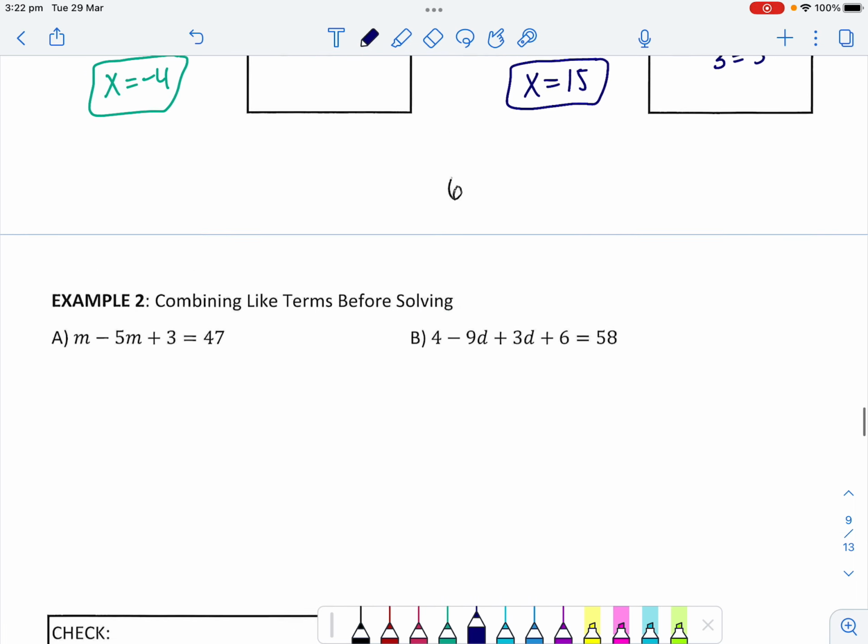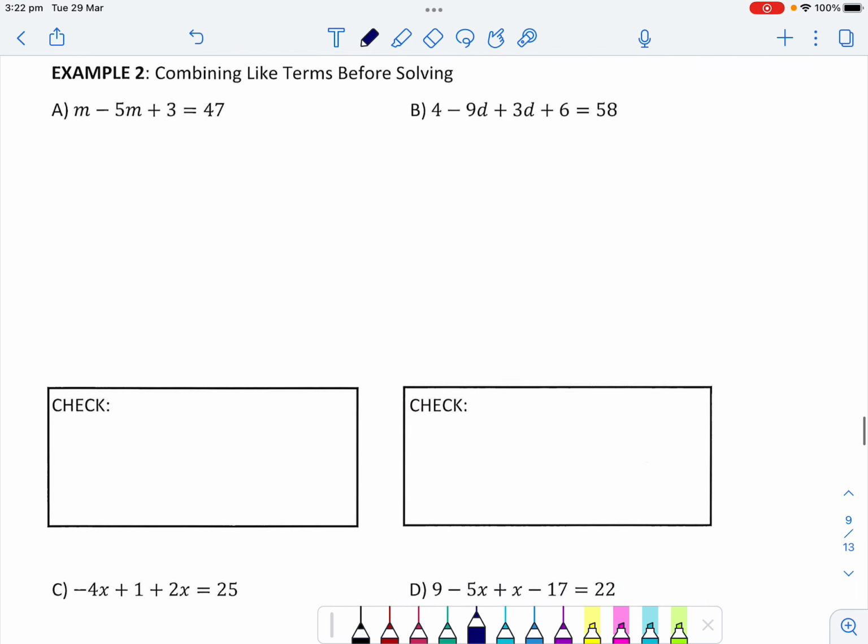In example 2, we're going to add that combining like terms piece. So now after I draw my line through my equal sign, on the left-hand side here, I've got some like terms that need to be combined. I have a 1m and a minus 5m that need to be combined together. So this is going to be negative 4m plus 3 equals 47. Now I can do my two steps. So I can get rid of my constant, so minus 3.